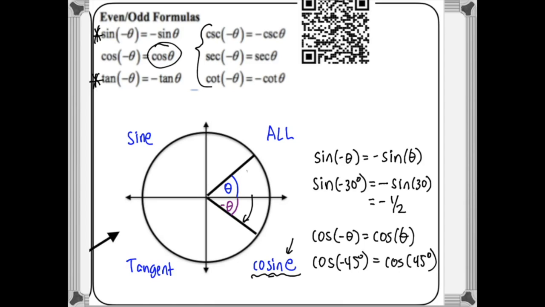So that's how you do that, and we're going to jump into doing some trig identities, rewriting some trig expressions, and trying to get them to look like the other side of their equality. So you'll see when we get there. See you in the next video.